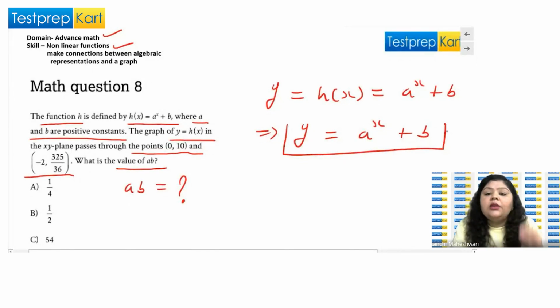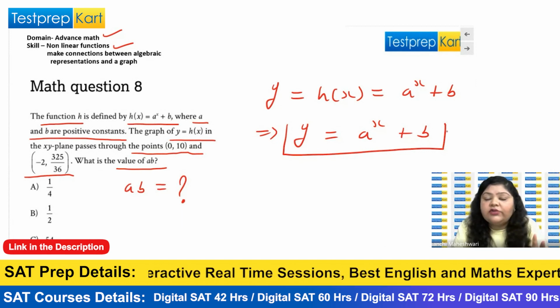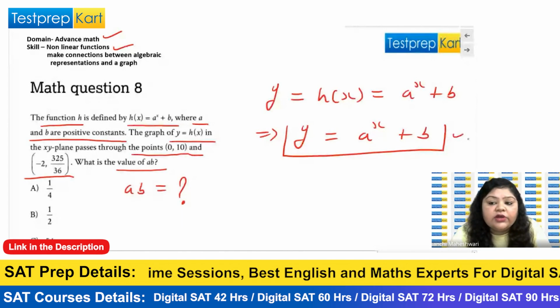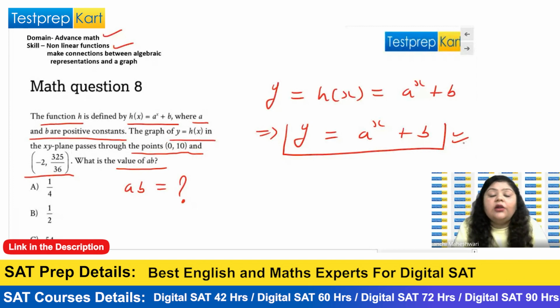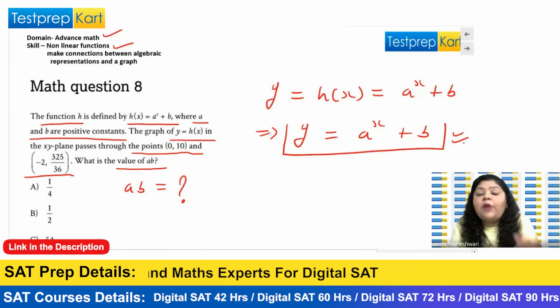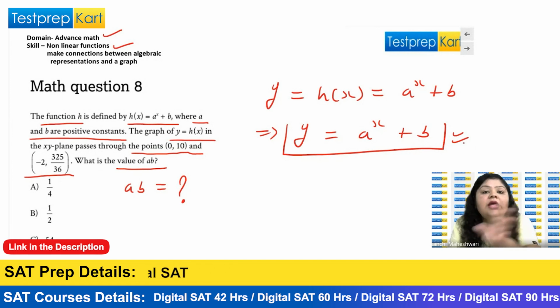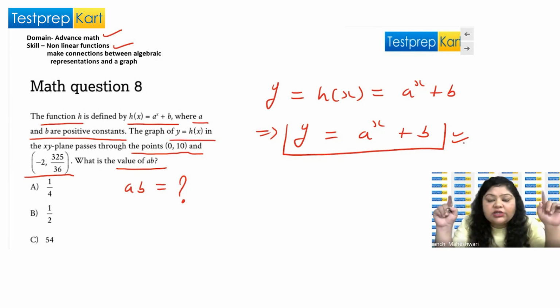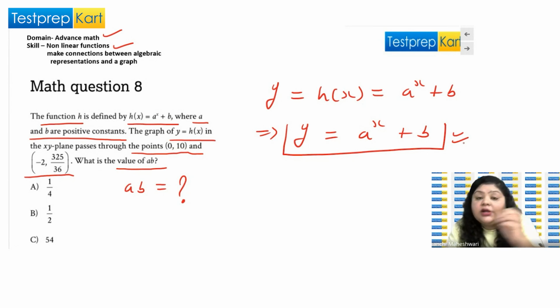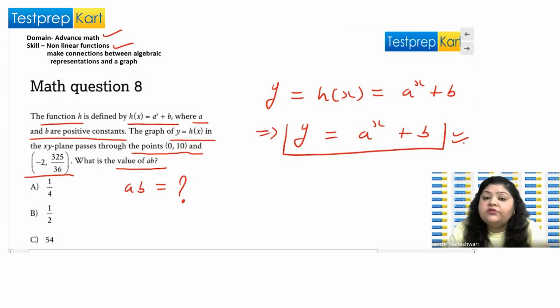Now we know that this curve, that means I can say this is the equation of this curve. If I have 2 points which are passing through this curve, so definitely those 2 points will satisfy the equation of this curve as well. So it is going to be the main key point here. What does that mean? If I have those points which are passing through the curve of that function, definitely those 2 points will satisfy the equation of this curve as well.